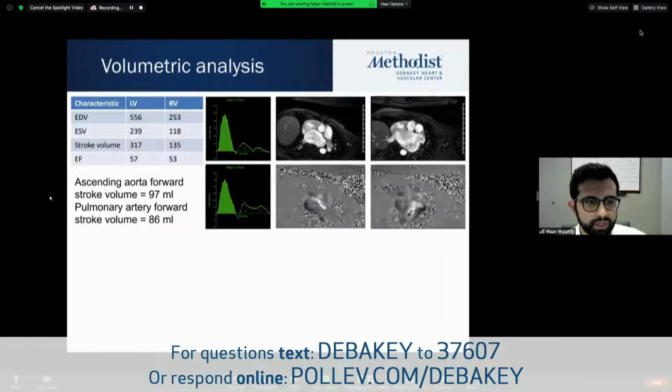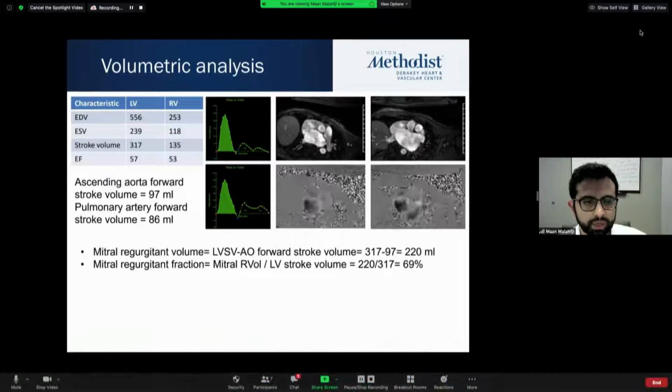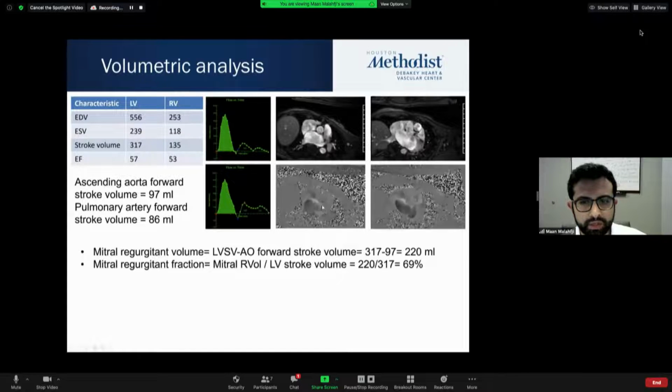And those volumes were calculated to be 97 mLs in the aorta and 86 mLs in the pulmonary artery. And by this method, we can indirectly calculate what the regurgitant volume is through the mitral valve. I'll make a note as well here of the mitral regurgitation jet, which you can see here even being directed into the left atrium and the pulmonary veins, the left atrial appendage, sorry.